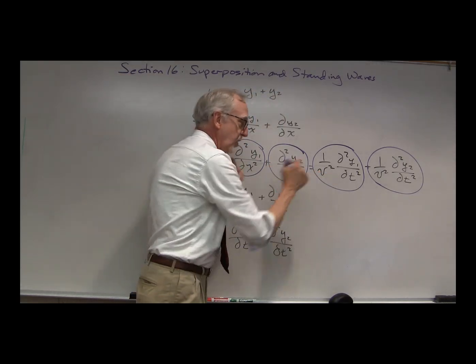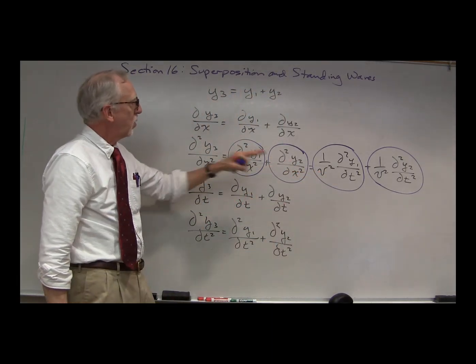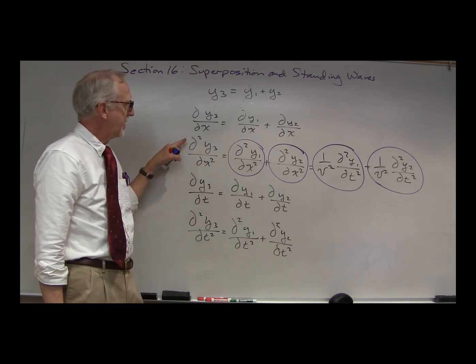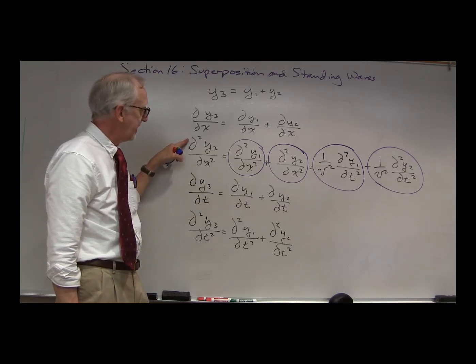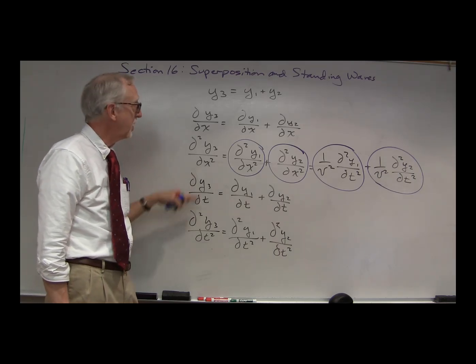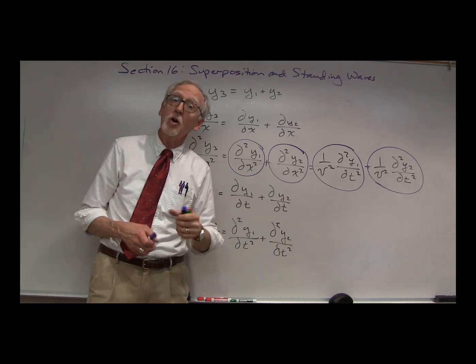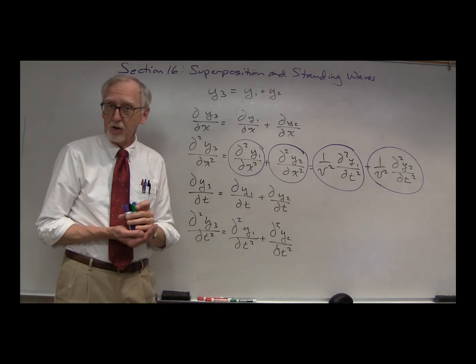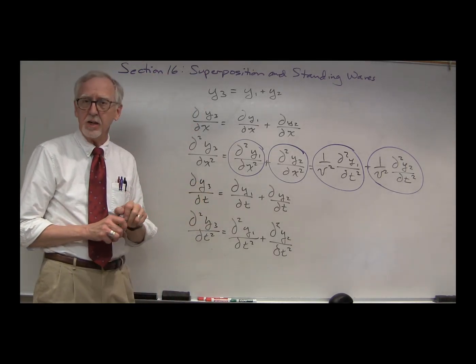Now we know that those terms are equal. So what do we know? We know then that d squared y3 dx squared is equal to 1 over v squared d squared y3 dt squared, so y3 is also a solution to the wave equation. This is a very, very interesting result.